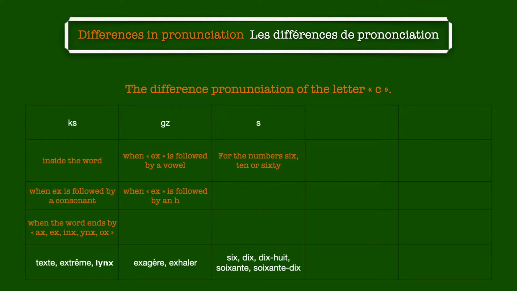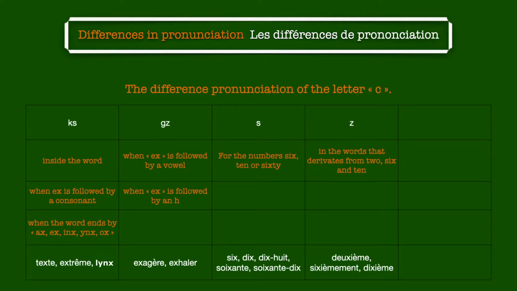X can be pronounced S for the numbers 6, 10, 60, and also the word coccyx. You can hear it in this example. 6, 10, 18, 60, 70.